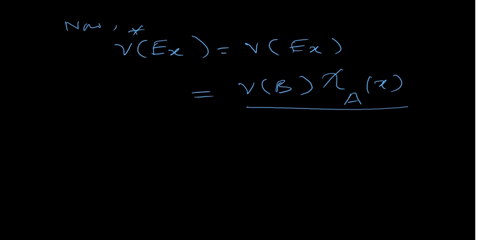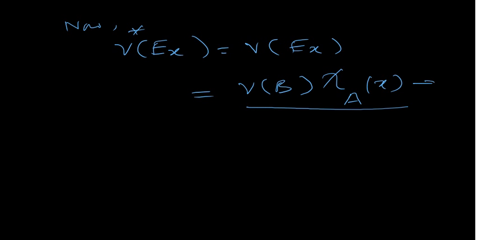Now second case, if x is not in A, then chi A of x will be equal to 0, so this side will be equal to 0, and this side is also equal to 0, because this will be nu of the empty set, because whenever x is not in A, Ex is the empty set, and nu of the empty set is equal to 0. If x is in A, both sides are equal to nu of B, and if x is not in A, both sides are equal to 0, therefore they are equal. So both the sides are equal. That's very simple.